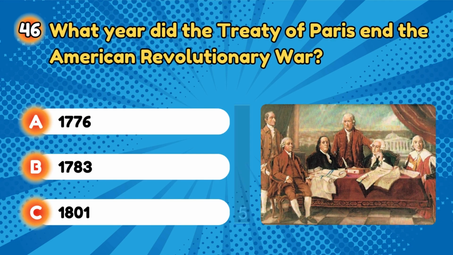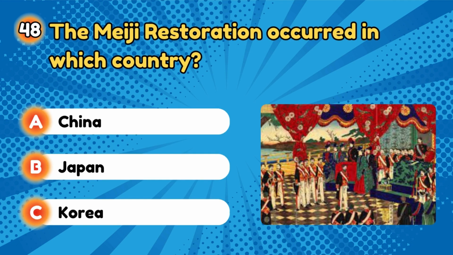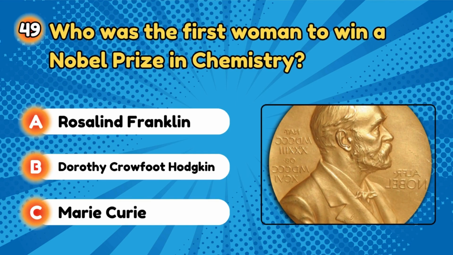Persians and Greeks. What year did the Treaty of Paris end the American Revolutionary War? 1783. Who was the first female Prime Minister of India? Indira Gandhi. The Meiji Restoration occurred in which country? Japan. Who was the first woman to win a Nobel Prize in chemistry?